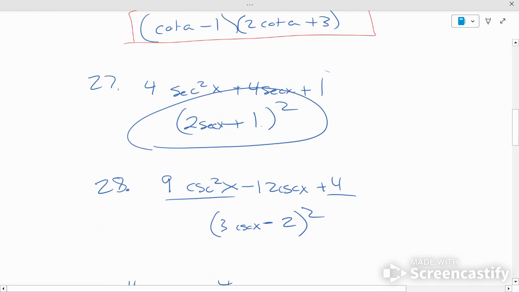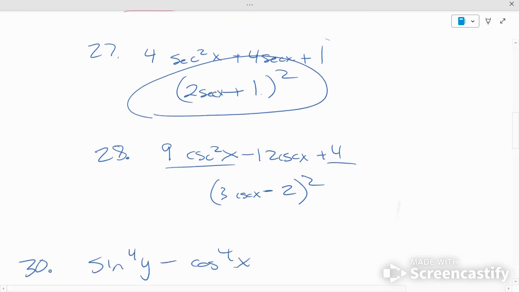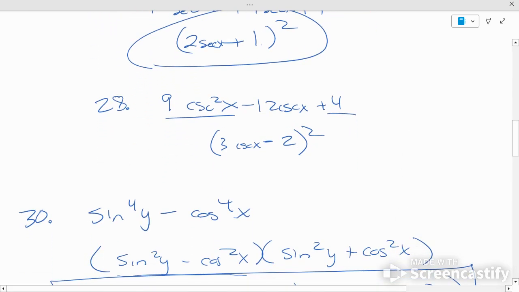Okay. Number 27 is a perfect square trinomial. So you take the square root of the first, sign of the middle, square root of the last. 28, same thing. Square root of the first, sign of the middle, square root of the last.